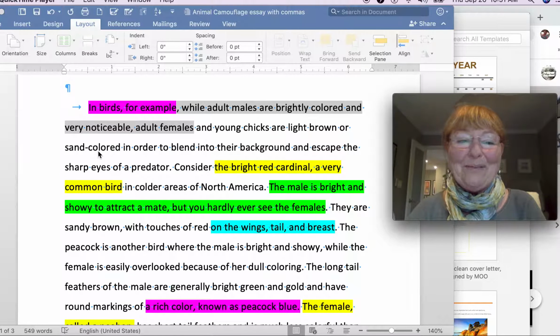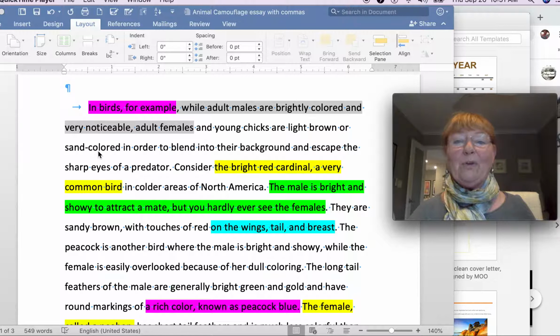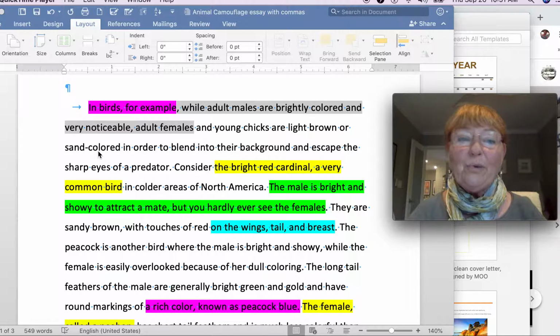The next example is in birds. For example, blah, blah, blah. When you put something like for example, or an expression like that, not at the beginning, but after the first two words, you separate it with commas. If you put for example first, you only have a comma after it. For example, in birds, blah, blah, blah. Then it goes on with a dependent clause.